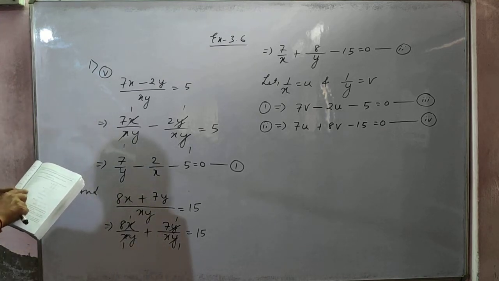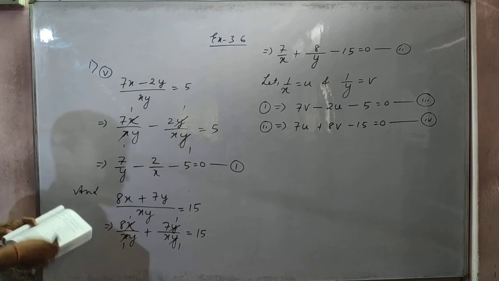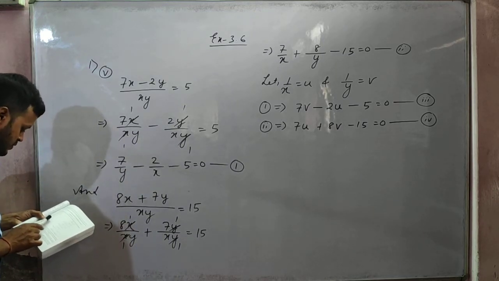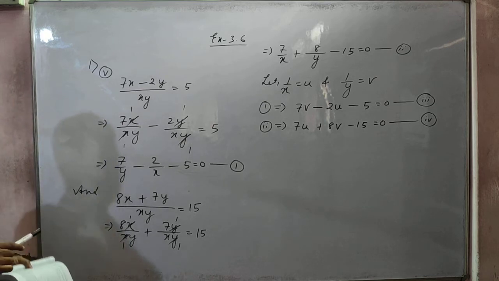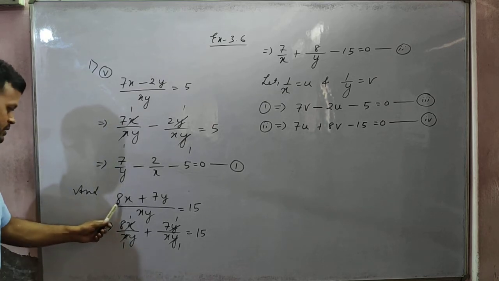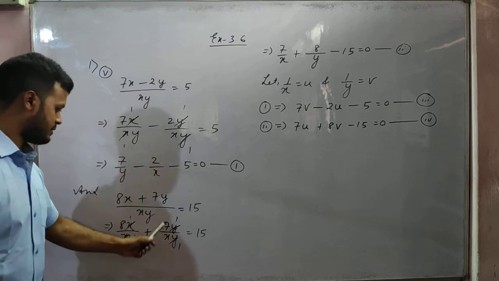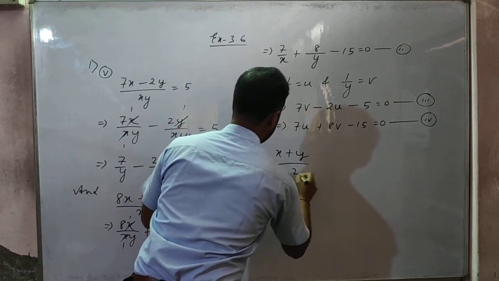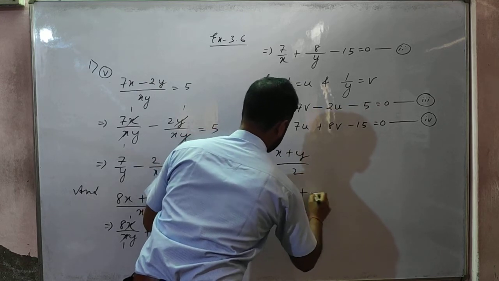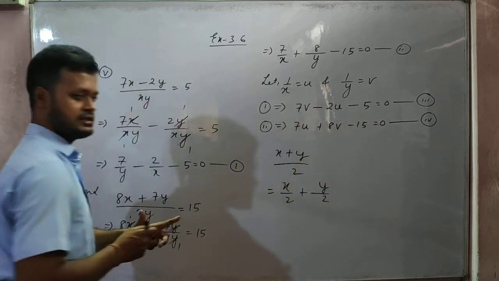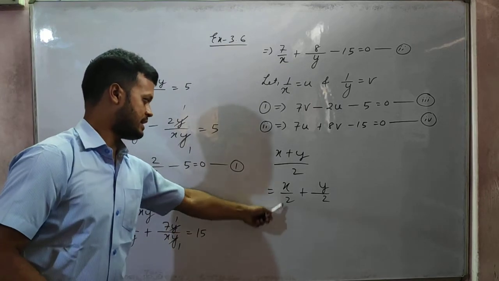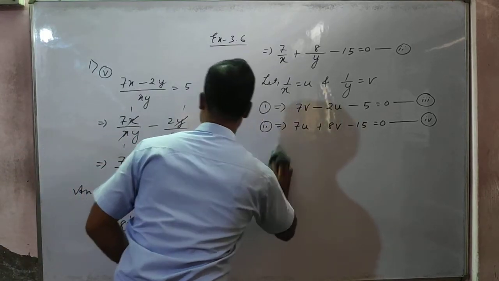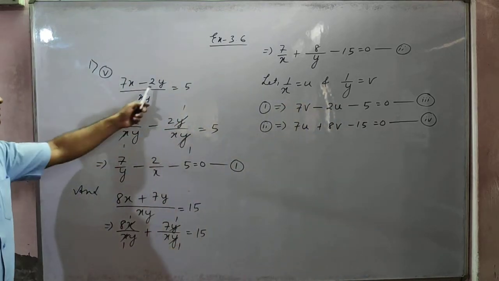7x minus 2y by xy is equal to 5, and next is 8x plus 7y by xy is equal to 15. So below 8x I can take xy, below 7y I can take xy. Students, x plus y by 2, can you write x by 2 plus y by 2? I can write x by 2 and y by 2, isn't it? Same way, just that way only we are taking. This xy I am taking below 7x also and below 2y also.